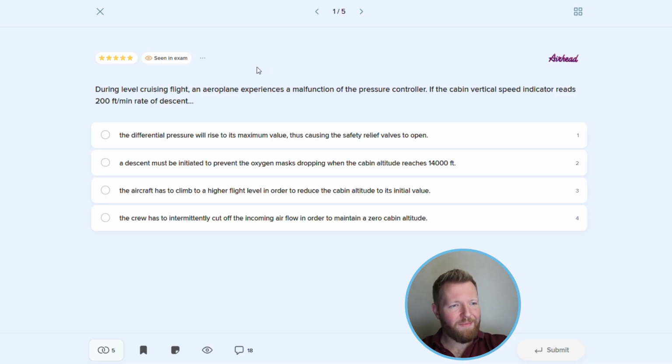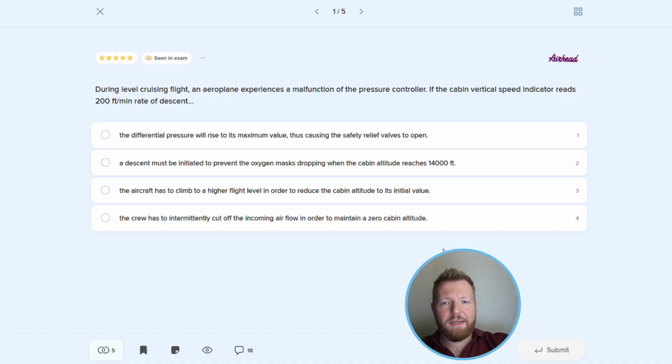Question number 1. During level cruising flight, an airplane experiences a malfunction of the pressure controller. If the cabin vertical speed indicator reads 200 feet per minute rate of descent, the differential pressure will rise to its maximum value, thus causing the safety relief valves to open. A descent must be initiated to prevent the oxygen mask dropping when the cabin altitude reaches 14,000 feet. The aircraft has to climb to a higher flight level in order to reduce the cabin altitude to its initial value. The crew has to intermittently cut off the incoming airflow in order to maintain a zero cabin altitude.